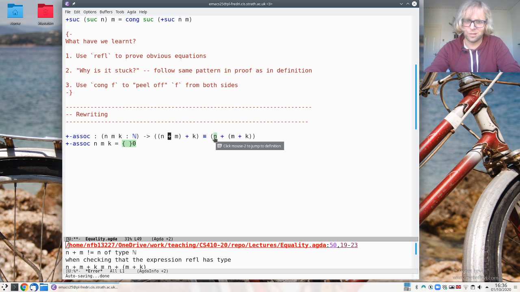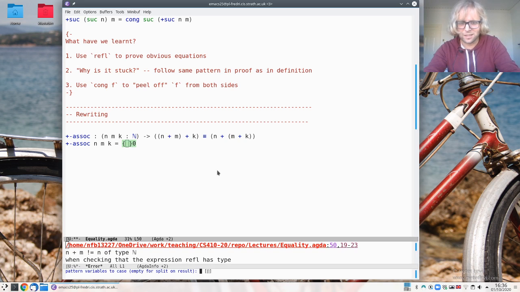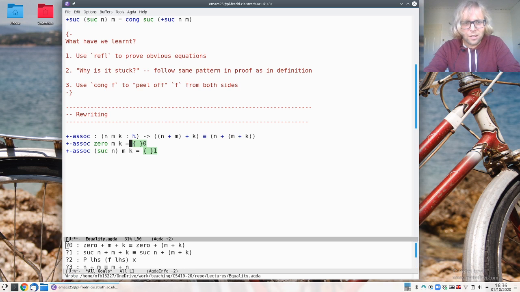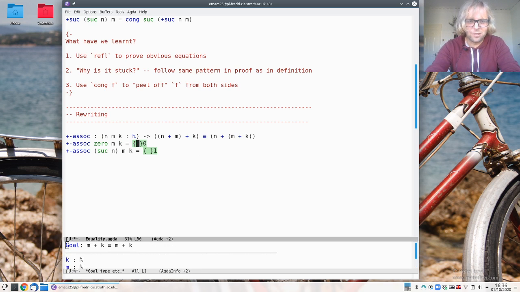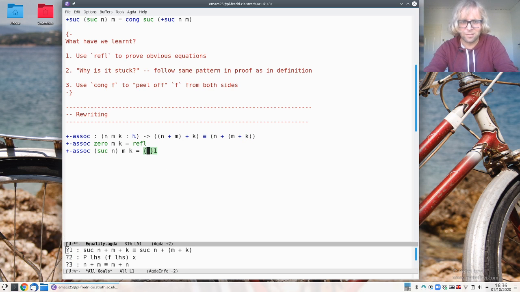Similarly, this is stuck because we don't know what the n is. This is stuck because we don't know what the m is, but that doesn't really matter if this is stuck overall. So it looks like looking at n is the right thing to do, so let's do that. Okay, let's see what we have to do now. Now this is much easier to prove, right? So we've seen that n is 0, which means that this reduces to m plus k, and this reduces to m plus k as well. So that's provable by REFL.